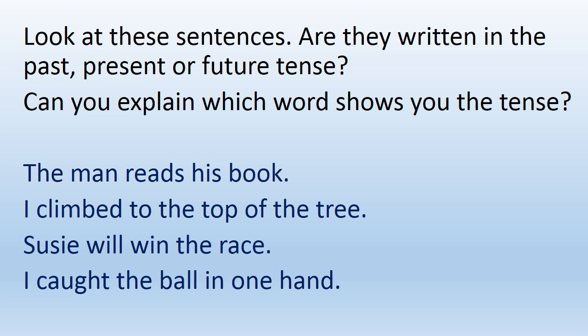We've got the man reads his book. I climbed to the top of the tree. Susie will win the race. And I caught the ball in one hand. So for each of those sentences, can you decide whether it's past, present, or future? And what part of the sentence is it that tells you what tense it's written in?